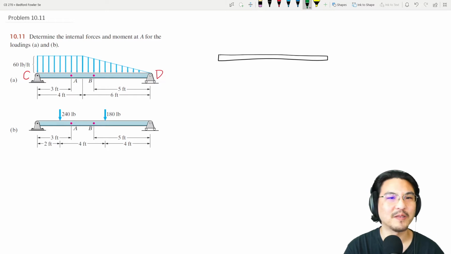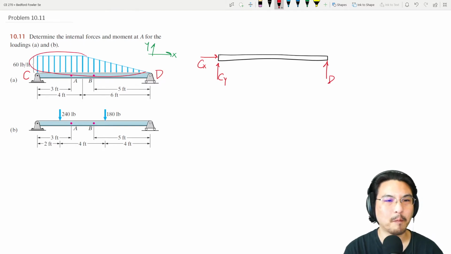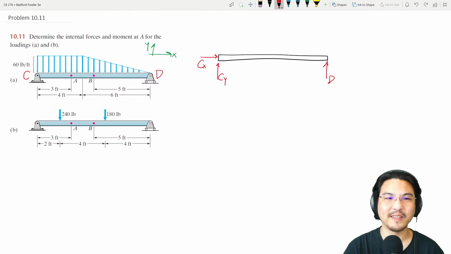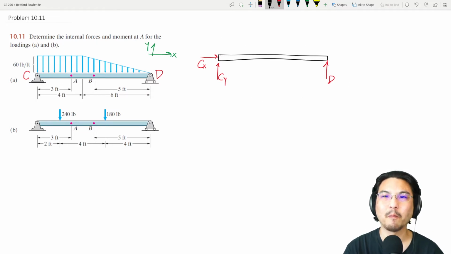Let me pick coordinates. Okay, so there's a pin at C, which I will decompose. There's a roller at D. Okay, and then there's a distributed load here, which I will represent as discrete forces, just for the purpose of solving the reactions at the supports.